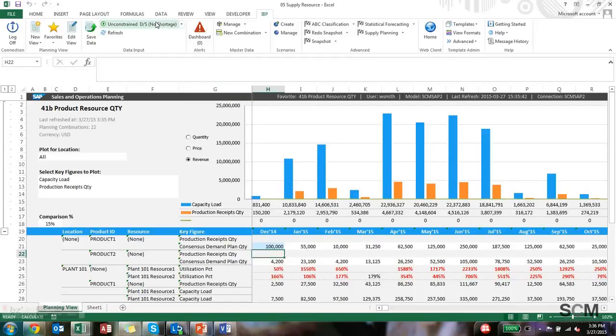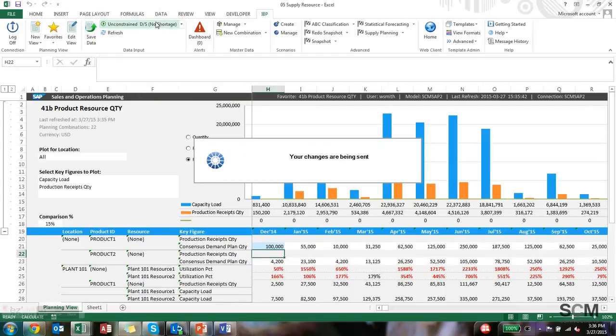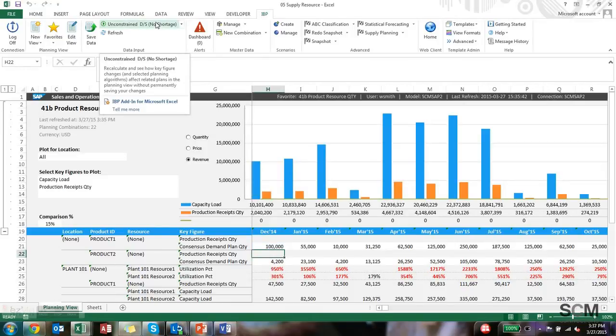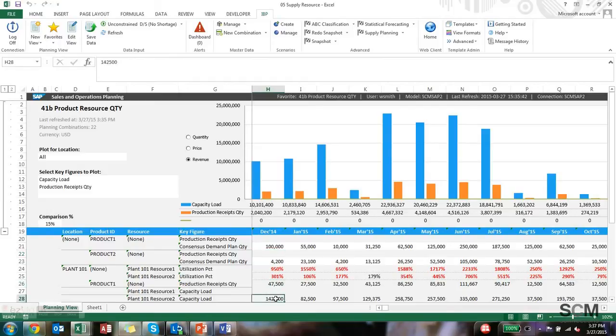heuristic. You can see that the supply heuristic is going to run and it's going to recalculate all those values, not only just the utilization percentage and the production receipts quantity, but also the net demand and the projected inventory and all that value. And as you can see, it's actually a pretty fast turnaround time to change that stuff around. So very quick, very easy.